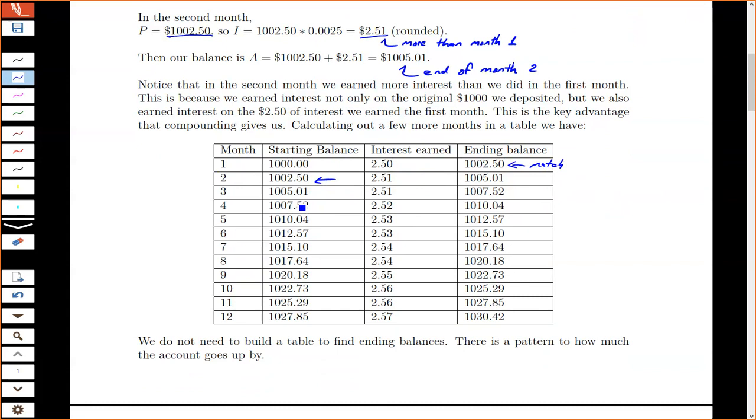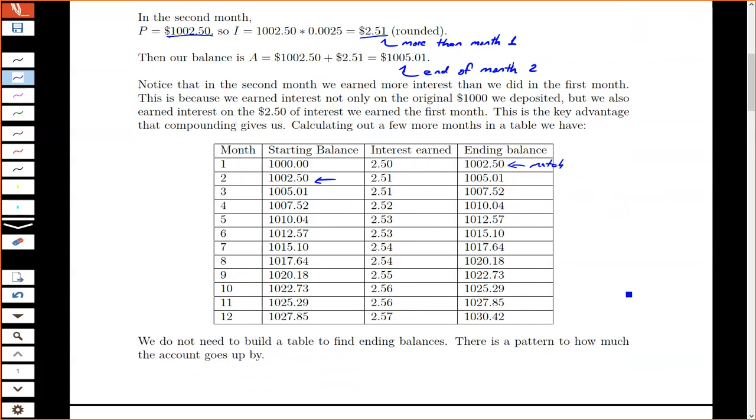Then starting with month 4, that's big enough that my interest has gone up another penny. I add that on. And so you'll see the amount of interest that we add grows. Our balance is getting bigger, and the more time we go on, the faster it's getting bigger because we're adding more interest each month.